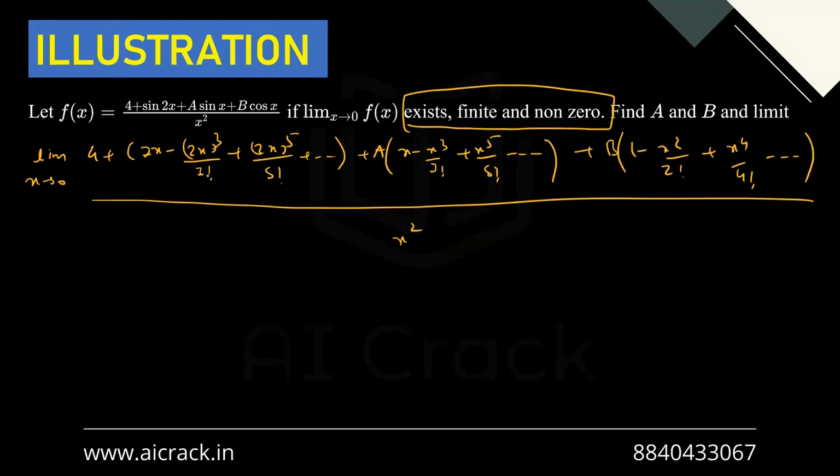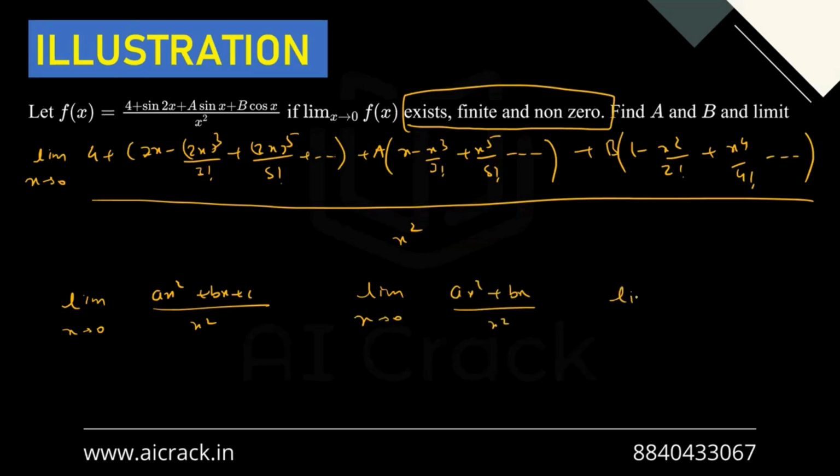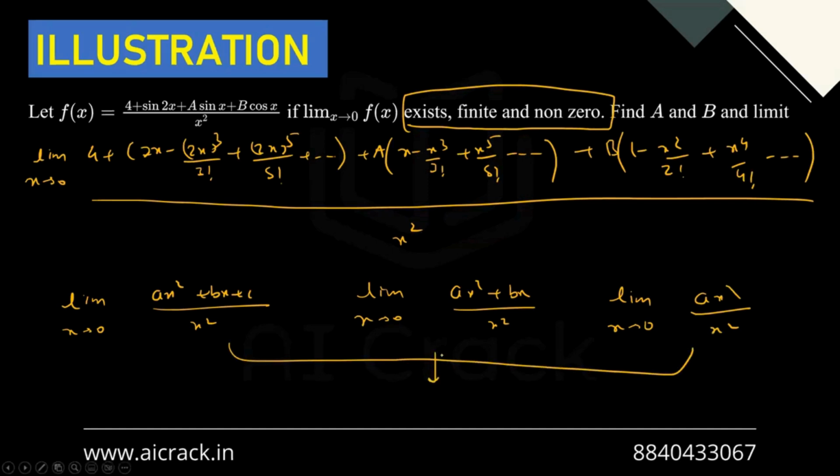Now before moving forward with this example, let us try to understand the situation with the help of a smaller example. Let's say we have three cases. Limit x approaches 0, a x square plus b x plus c divided by x square. Limit x approaches 0, a x square plus b x by x square. And the third case is limit x approaches 0, a x square by x square. Out of these three cases, in which case would the limit exist?